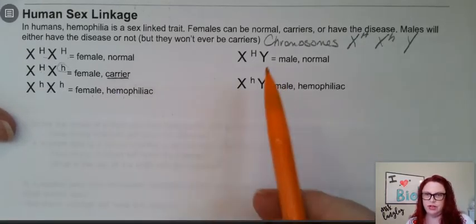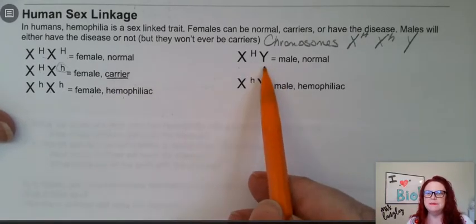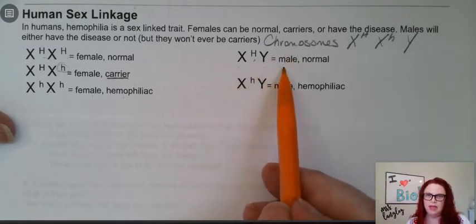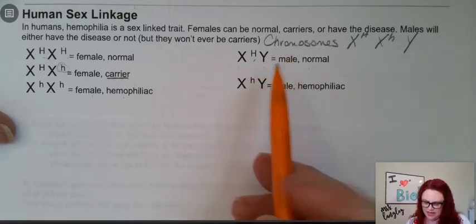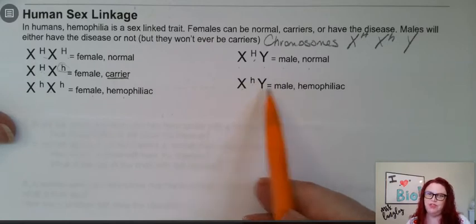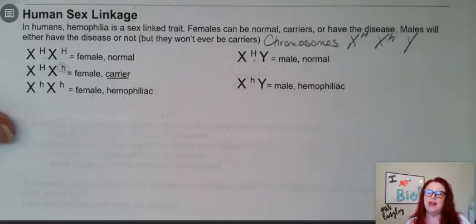Okay, we can look over here. We have XY, that means biological male, and with a capital H, that means normal bleeding. It doesn't lack that protein, so it does form blood clots like it's supposed to, so that it can seal up those wounds. So this is a normal male. And then X with our little h, which means hemophilia. So this is a male with hemophilia or a male hemophiliac.